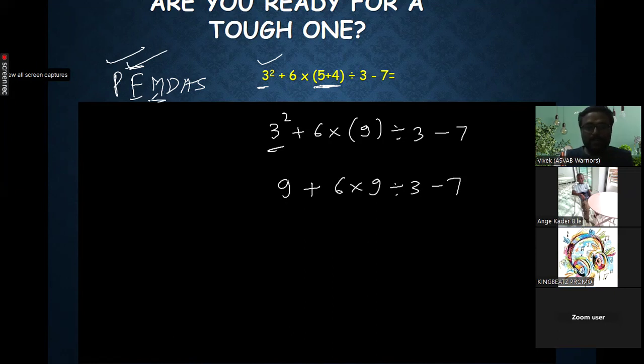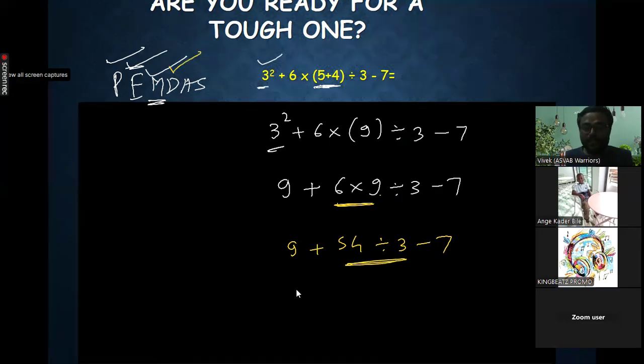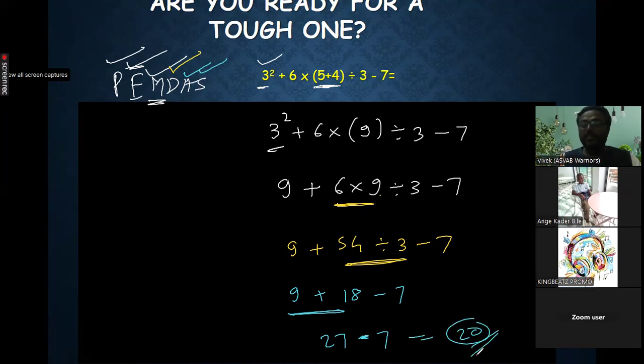Do we have a multiplication? Yes. So we will solve the multiplication now. 9 plus 6 times 9 would be 54, divided by 3 minus 7. Do we have a division? Yes. So we'll do that division now. So 9 plus 54 divided by 3, that is 18, minus 7. Now do we have addition? Yes. So 9 plus 18 is 27, minus 7. Now the last thing is subtraction. So we have 27 minus 7 is 20.